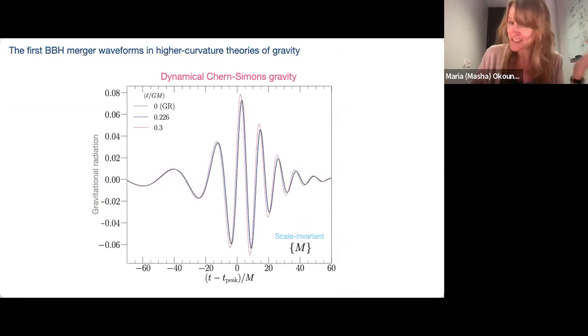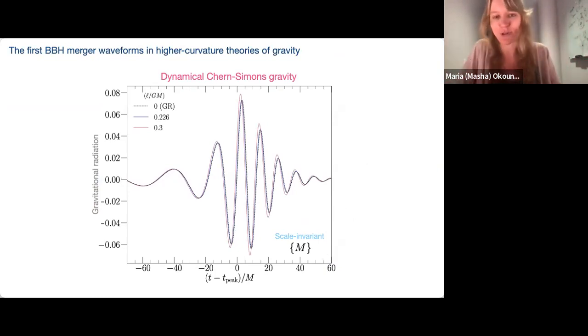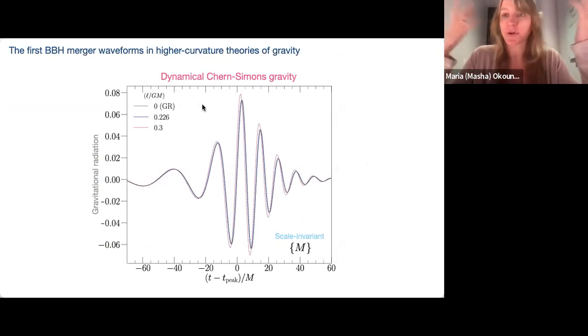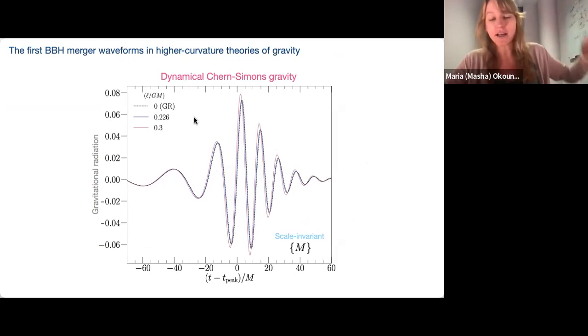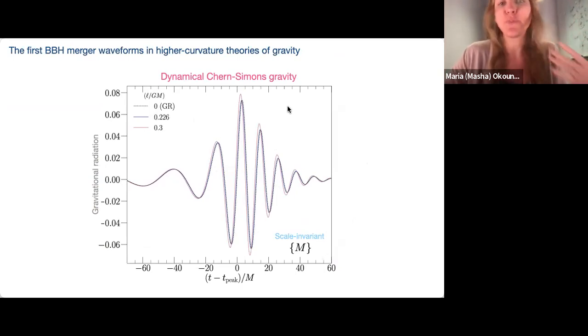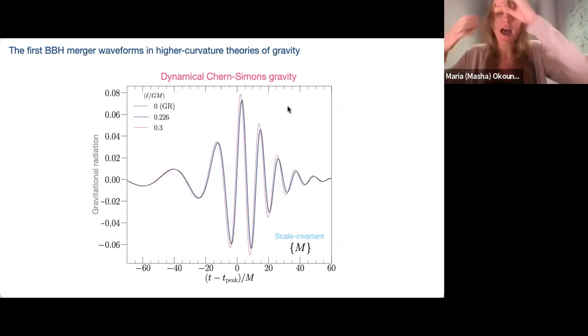So here are our results, and they're ready to use in a sense. So here's the gravitational radiation as a function of time for the simulation in dynamical Chern-Simons gravity. I've scaled out the total mass of the system, but here's what it looks like for various values of this coupling parameter. So for L equals 0, this corresponds to general relativity. This is this dashed black line. And as you can see, as I turn up the value of L, I get deviations both in the amplitude and the phase.